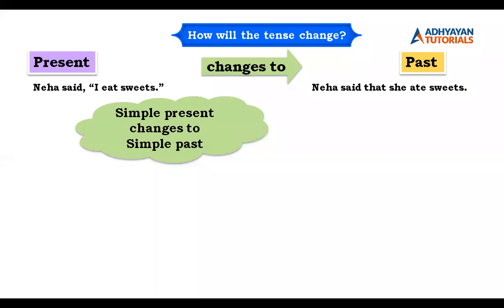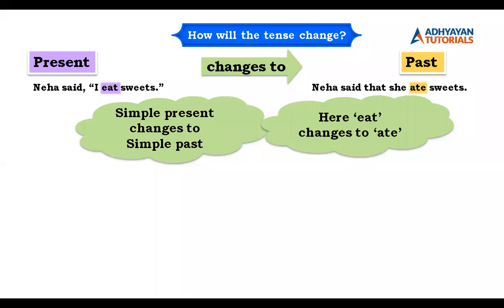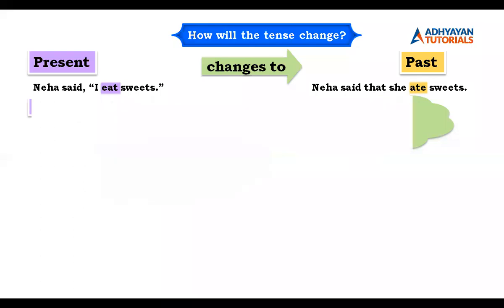What is the tense of said? Past tense. So will the tense inside change? Yes, sir. It will, right, son? Yes, sir. So what will be the answer to Neha said I eat sweets? Neha said that she ate sweets. So why did you change eat to ate? Past tense. Yes, present has to be changed to past for this. Okay. Thank you so much, Jash. Please mute yourself. Right. So simple present changes to simple past. Here eat is present tense, so it will change to ate.